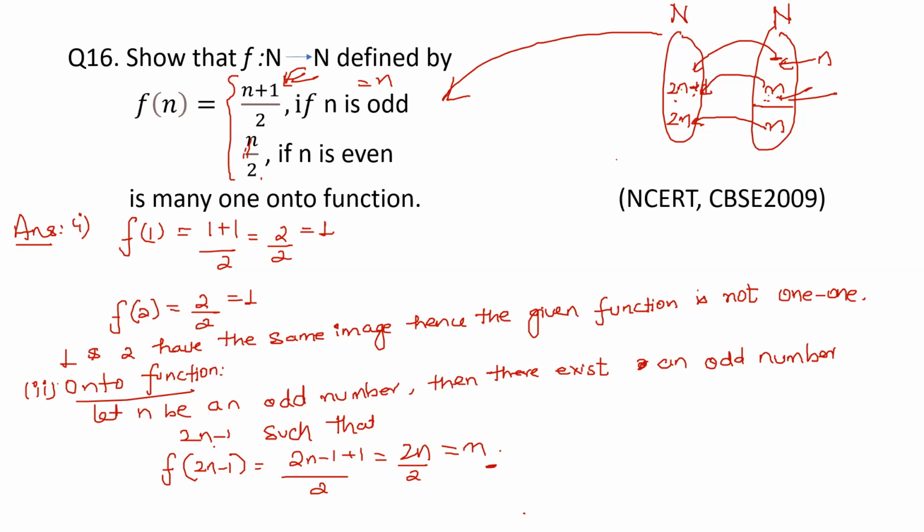On the right side, in the second set, we have an odd number. So when you put an odd number here, then you will get an odd number on the right side. That's why we have taken 2n minus 1 as an odd number.